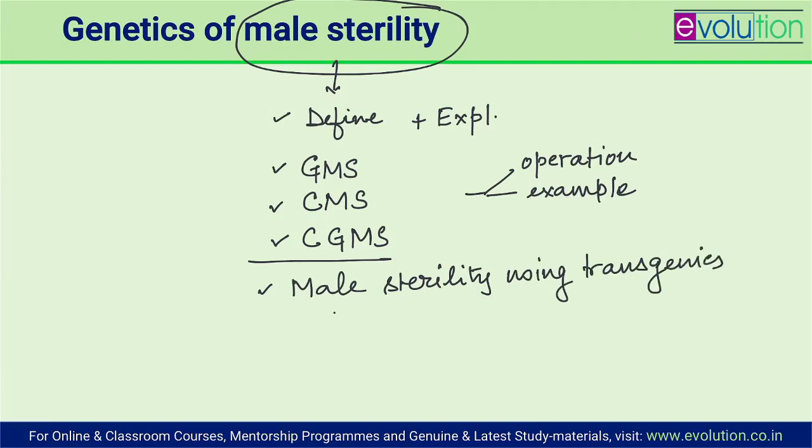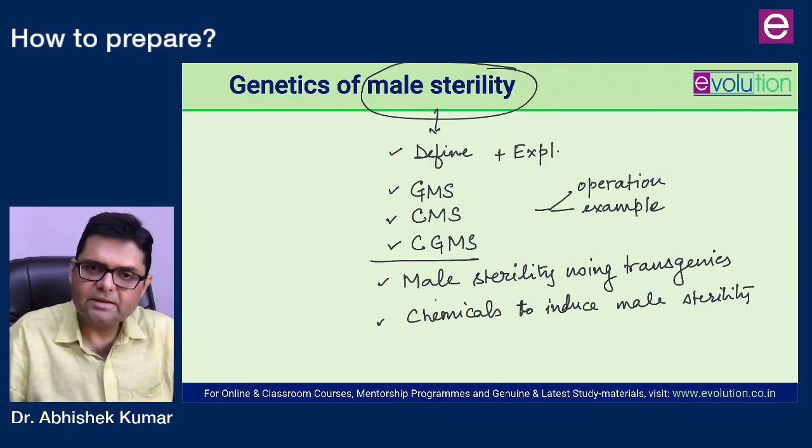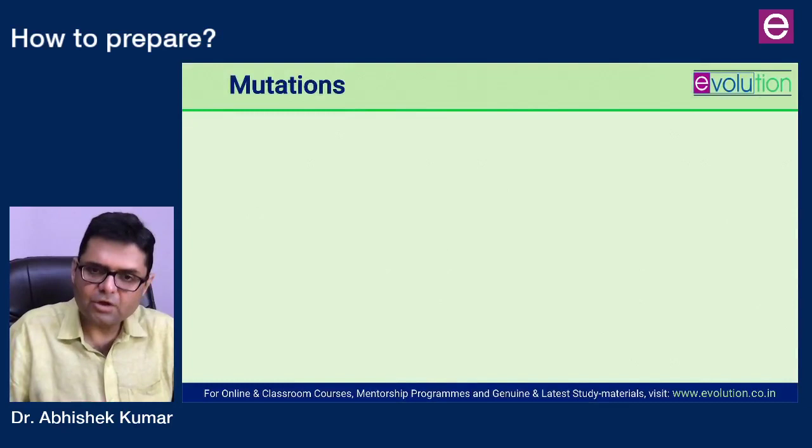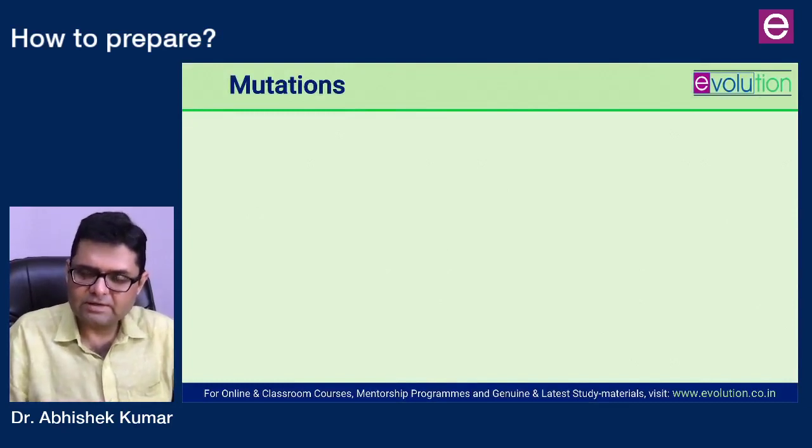Will also be expected from you. And finally, chemicals to induce male sterility. So these are the topics that you ought to be doing on male sterility. With this, you are completely done with transmission genetics. Next few topics are on molecular genetics.